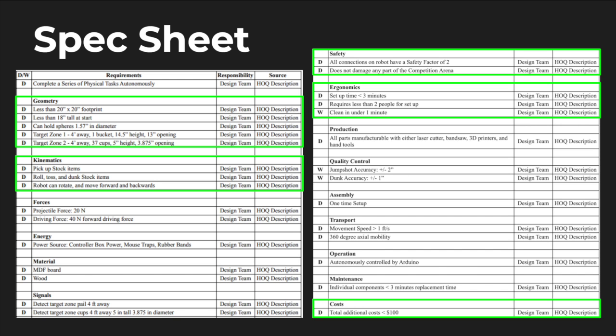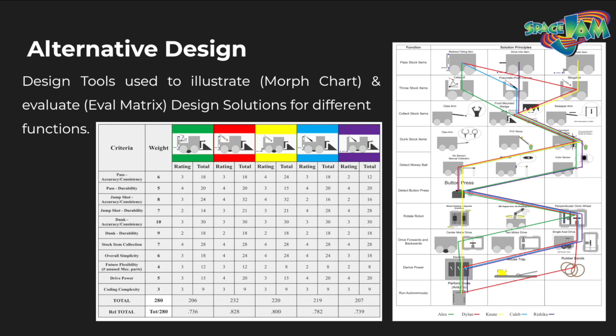The spec sheet was another design tool we used to help prioritize important aspects and functions of the robot. Several were necessary requirements for our robot to remain eligible to compete, such as remaining under the $100 budget, as well as staying within the size constraints, and others refer directly to the expected robot performance of each of the physical tasks.